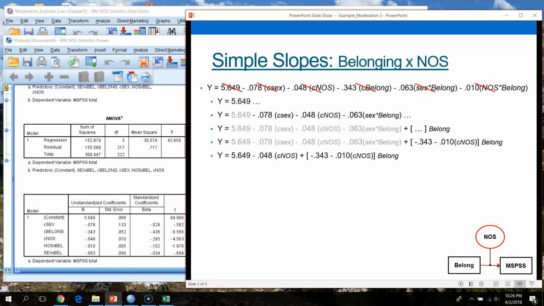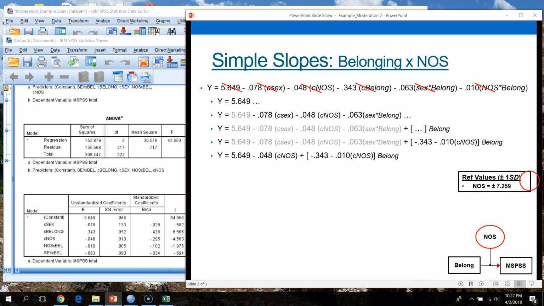Okay, so then we assume that we're holding sex constant at 0. If we hold sex constant at 0, we're plugging a 0 in here, and that term is going to go away. If we plug in 0 for sex here, this whole term goes away. And so what we're left with is what's going to turn into our simple slope for the conditional effect of thwarted belongingness.